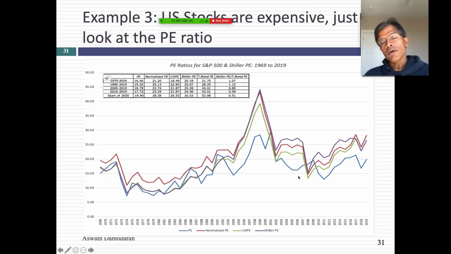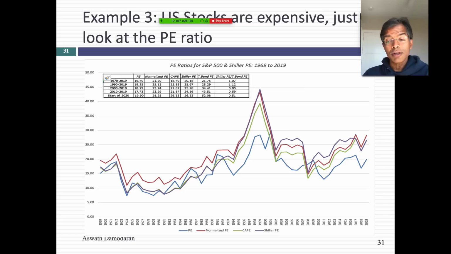I'm going to play the role of a market strategist. January 1st, 2020, I tell you, US stocks are overpriced. Why? Because the PE ratio today, take a look at the start of 2020, the PE ratio today using every definition of PE, from traditional PE to CAPE to Shiller PE, is much higher than the PE ratio has been for the last 50 years, 10 years, 20 years. So stocks are overpriced because the PE ratio today is higher than it's been.